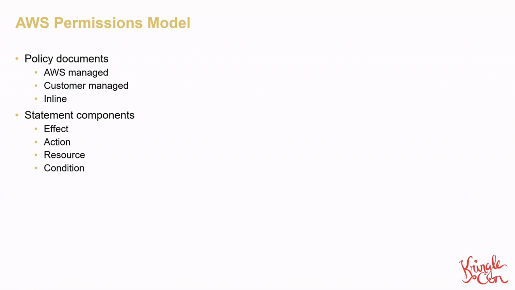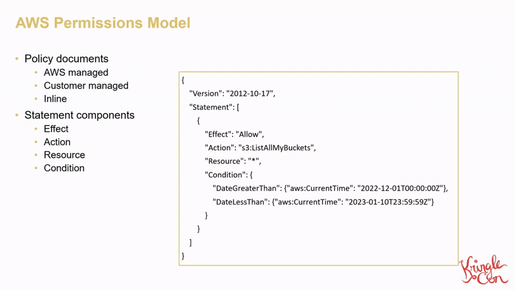Now, what makes up a statement? What makes up a policy document? Well, it's going to look something like this. Again, we're in JSON land, right? Curly braces, square brackets, quotes, and they always begin with this version up at the top there, and then one or more statements. Here we have one statement.